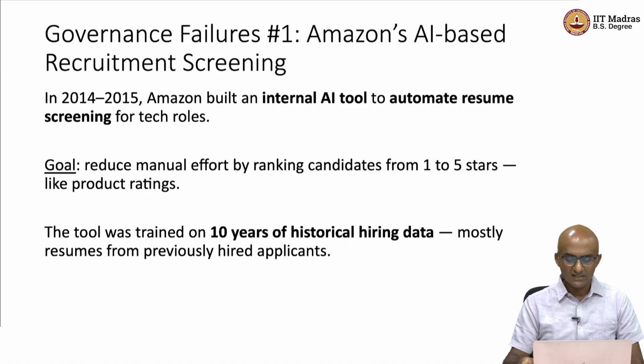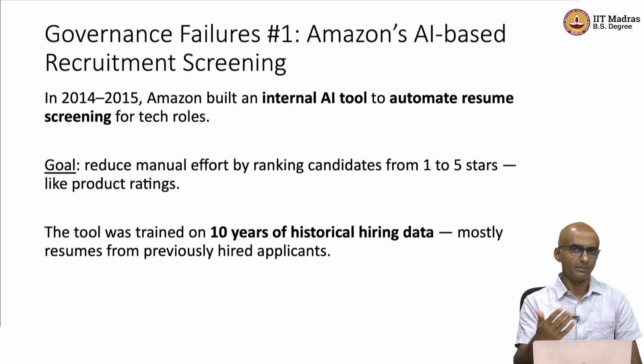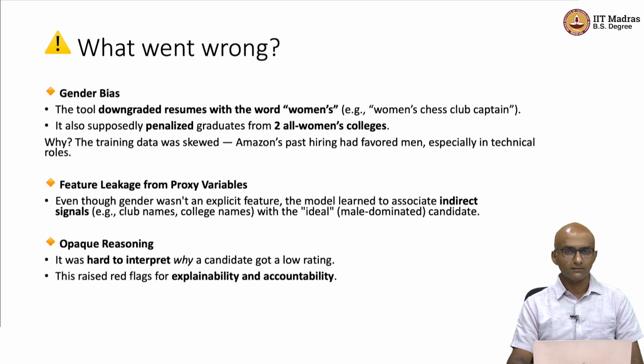So the tool was trained on 10 years of historical hiring data, Amazon's own hiring data, which is a proprietary data set. And that was mostly resumes from previously hired applicants. So I'll leave the details out at this stage, maybe you can go read up about this case study yourself on how exactly the training happened, etc. But what's important is that from a governance perspective, there were multiple things that went wrong.